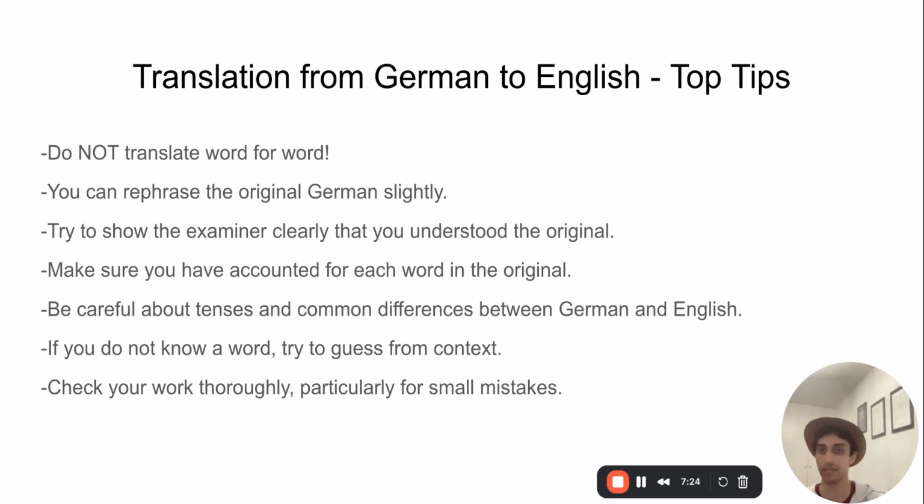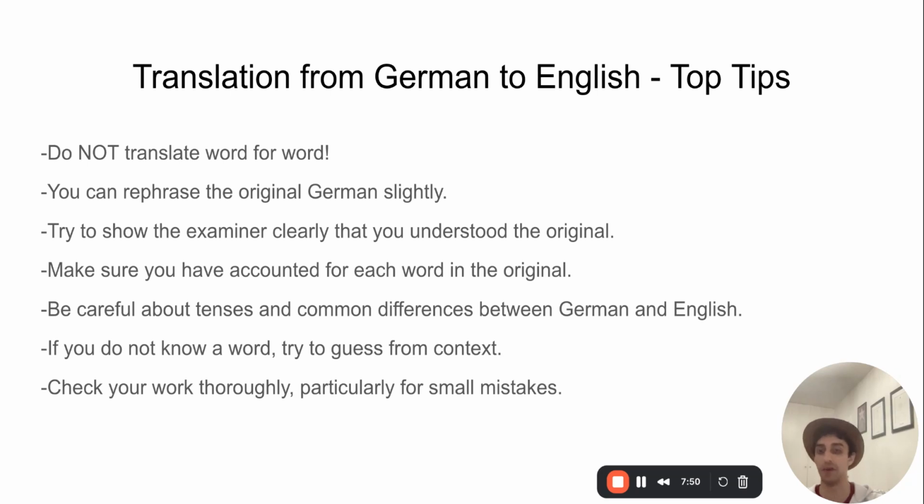It is important to signal to the examiner as much as you can that you've understood what the original text is saying. Make sure you've accounted for each word in the original. That doesn't mean it's about translating word for word. What that means is don't miss out words that are there in the original. If there are extra words, you have to make sure that you account for them in some way. So you have to convey their meaning.